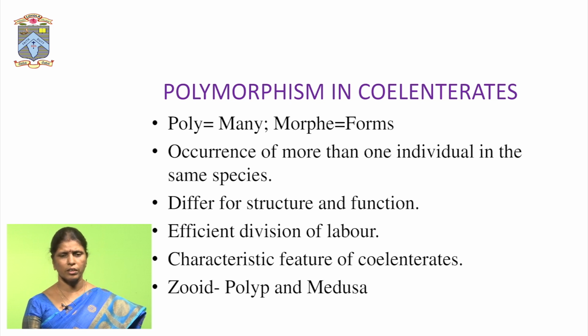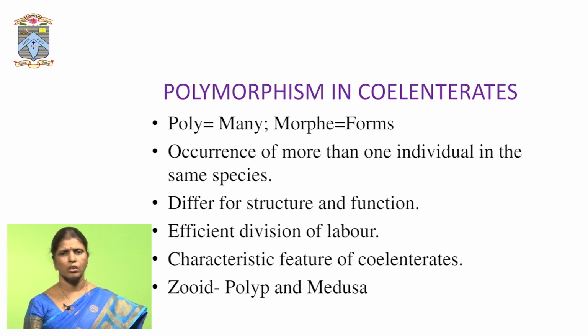The Coelenterates are multicellular animals at the tissue grade of organization. There is no existence of organs or organ systems in these animals. In order to perform various functions, the same species exists in different forms for different functions. So, this particular occurrence is called polymorphism.